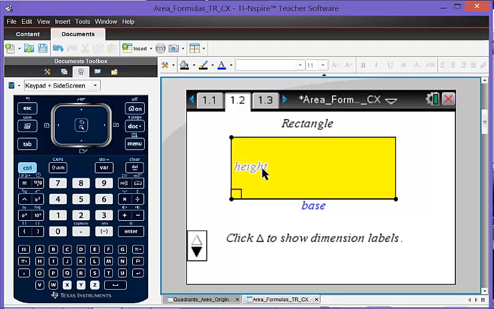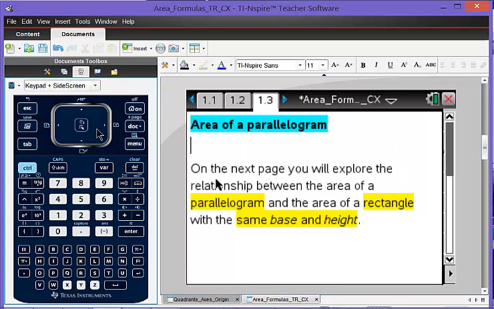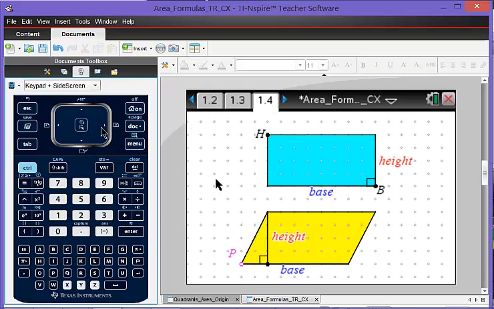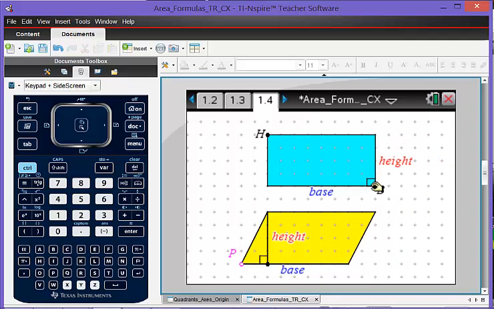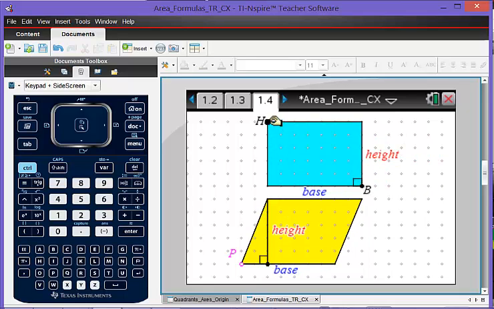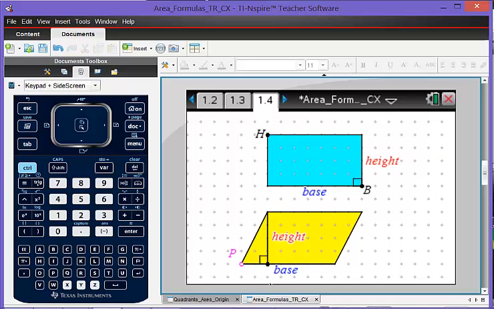Notice the color in here to emphasize area, amount of surface covered. Here it says we're going to look at the area of a parallelogram. So we have a rectangle and a parallelogram, the same base, same height. And as I pull this and change the base, both bases change. As I pull this point, the heights change. So we always have the same base and height.